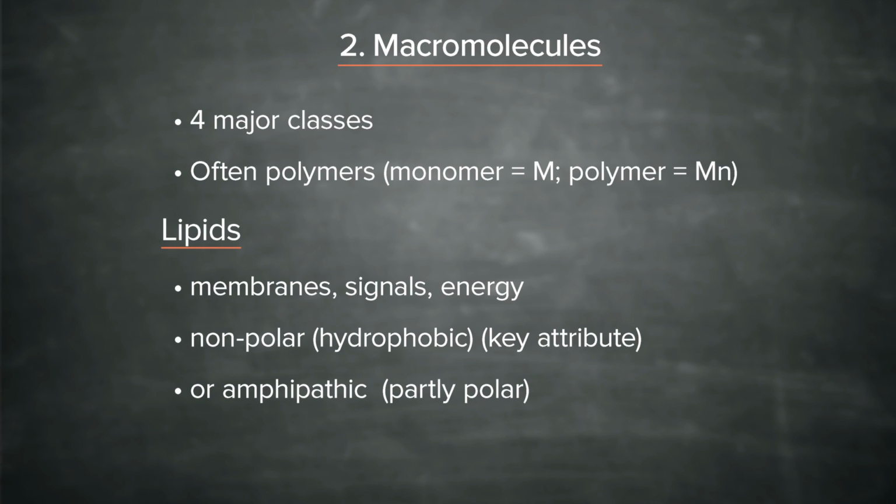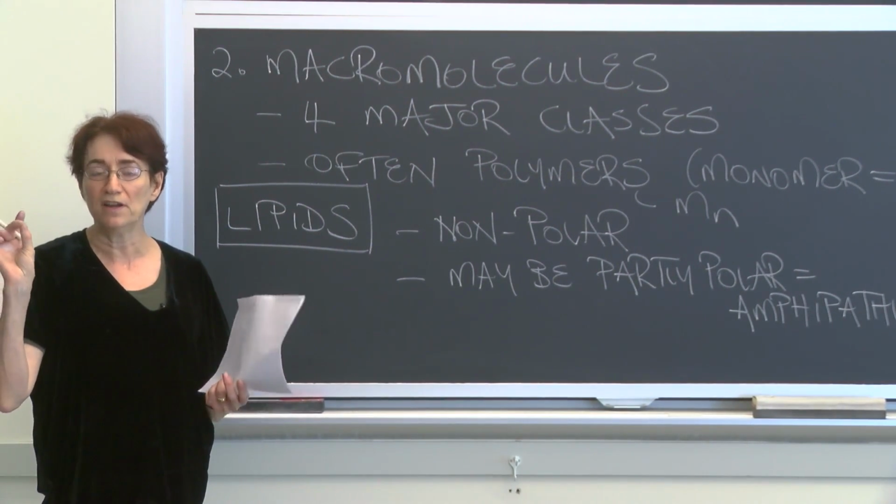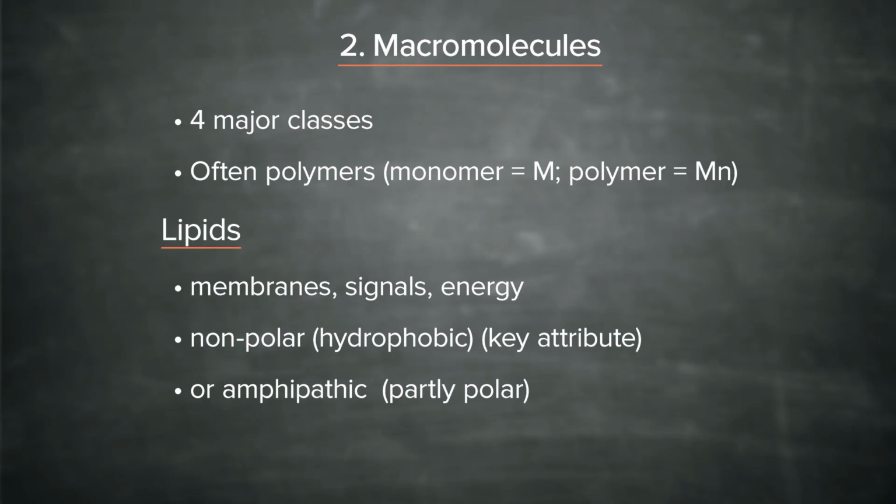And those are interesting because the polar part of the lipid can interact with water, and the nonpolar part will not interact with water. They can be long chains, although not usually polymers in the strict sense, or they can be small. But they have as their key characteristic this nonpolar aspect, and that's the one you want to focus on if you're trying to identify a lipid.